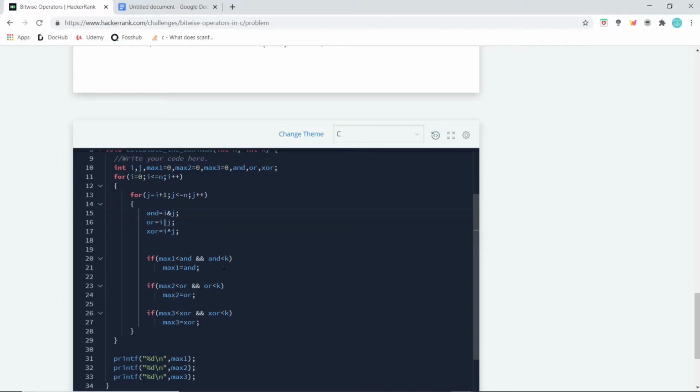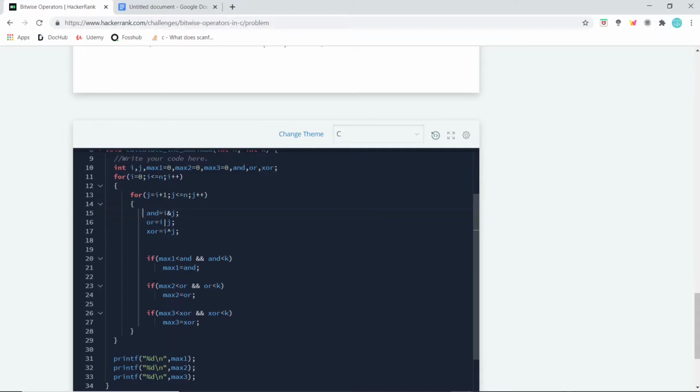And it also must be less than k. Let's suppose in this case k is 5, so 3 is less than 5. Both these conditions are satisfied, so we do the replacement operation. Maximum 1 is replaced by AND. Similarly, for the OR operation, if maximum 2 is less than OR, and this is logical AND. We have two signs here because this is the logical AND. Here we have the bitwise AND. A single sign means bitwise AND, double sign means logical.